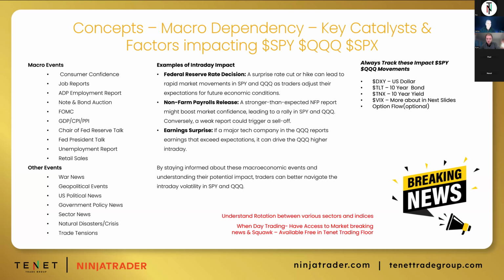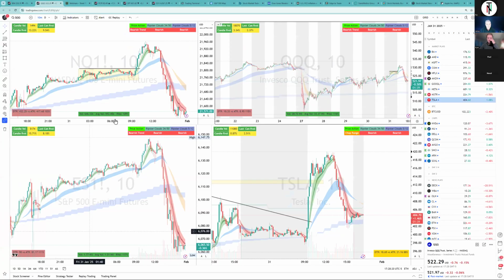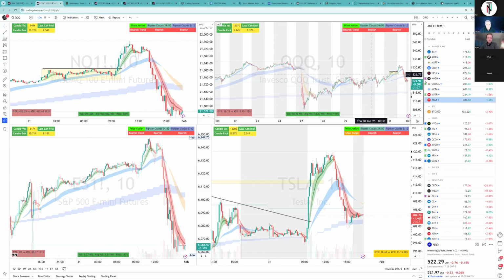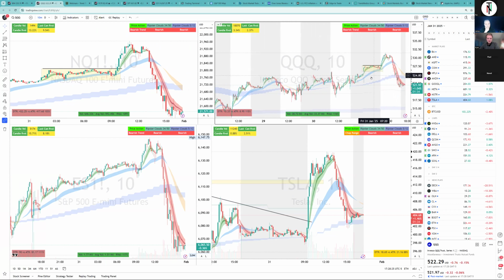CPI, GDP, PPI, Fed Chair Powell. This week he was horrible, by the way. Sometimes you just have to sit on your hands when Powell is speaking. War news, geopolitical news, government news, sector news, trade tensions. Trade tensions we are seeing right now. So you could literally make so much good trade with this kind of knowledge, right? If you combine the trade tensions with the system, you have a profitable trade with you.